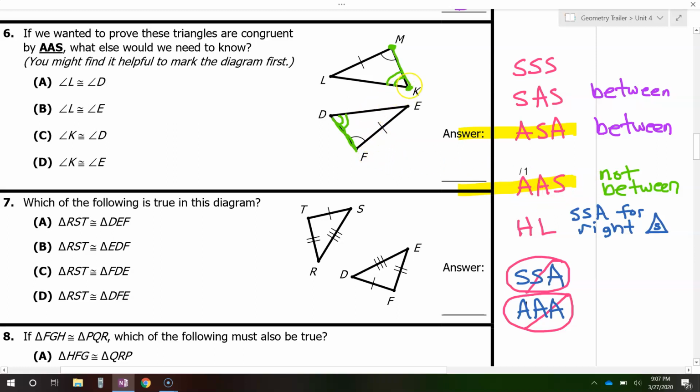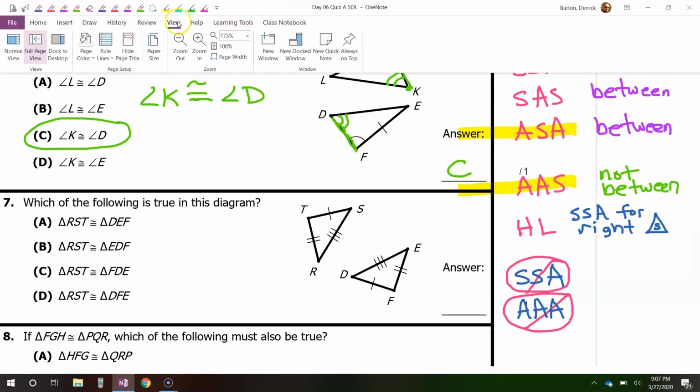Okay, so what did we mark? We marked angle K congruent to angle D. All right, K is congruent to D. That is answer C.